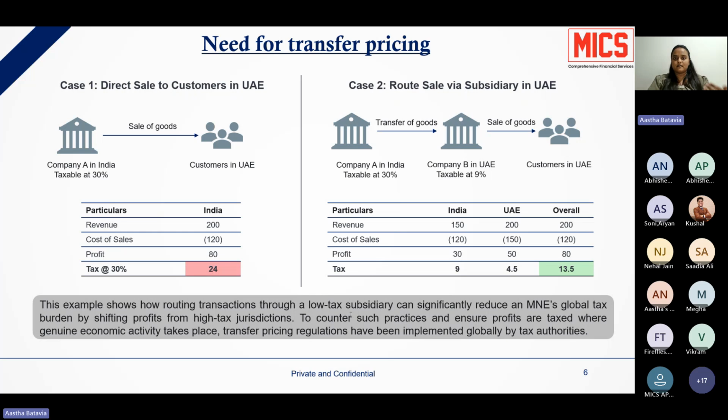So this is why transfer pricing is required. Any doubts, anything that you want to ask up till now? Questions we will take at the end, in the interest of time.